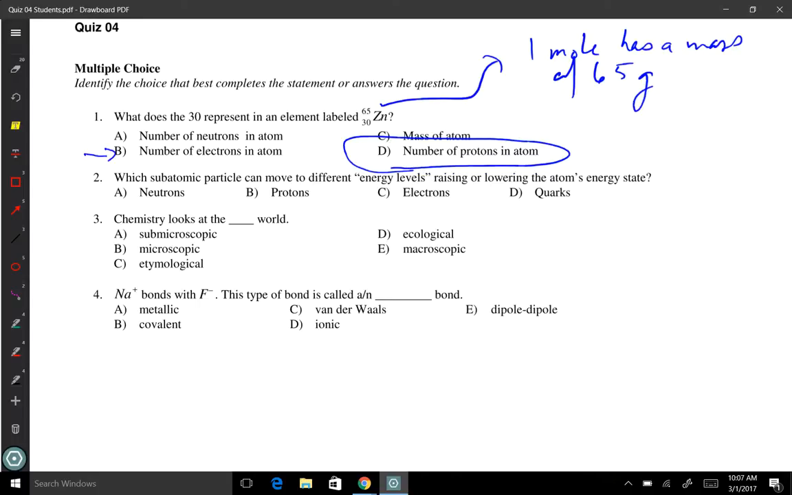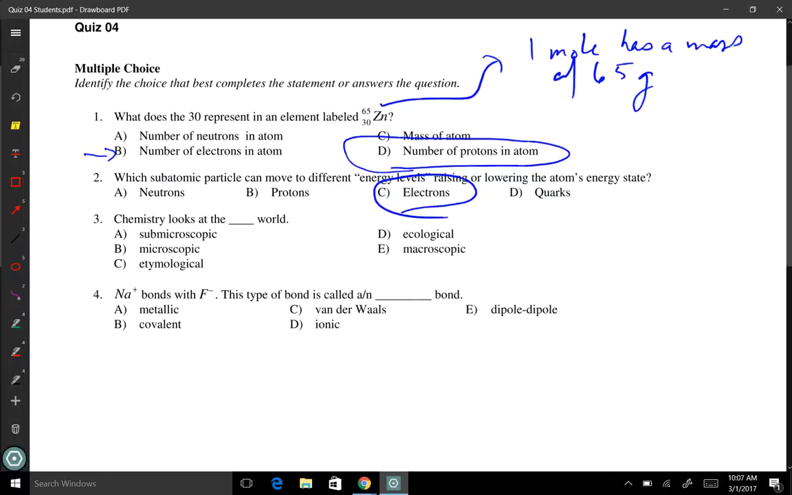Okay, number 2. Which subatomic particle can move to different energy levels, raising or lowering the atom's energy state? It's the electrons. Okay, so what are atoms made out of? What are the 3 things they're made out of? Ups and the downs. That was going to be my next question. The three basic things, the things you knew probably before taking this class. What did we just talk about? We've talked about all 3 of them. Protons, neutrons, and electrons. Those are what atoms are made out of.